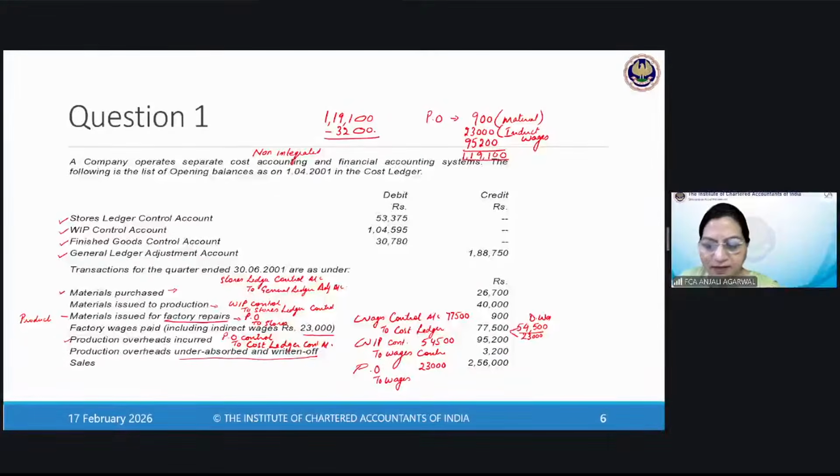So that means the amount that was recovered was 1,19,100 minus 3,200, which is 1,15,900. So 1,15,900 will be charged to WIP, to production overheads recovered or production overhead control account. So 1,15,900.